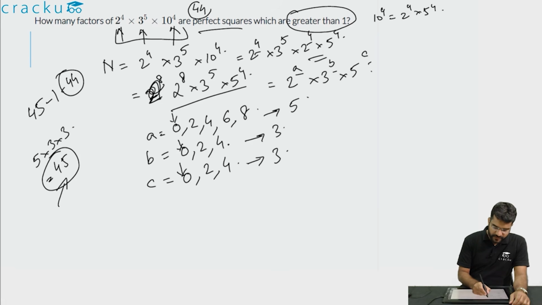Remember that to find out anything about factors, first do the prime factorization. Once you have the prime factorization, for a factor to be a perfect square, all the exponents of the prime numbers should be even numbers. Then you can easily calculate the required number, which in this case is 44.